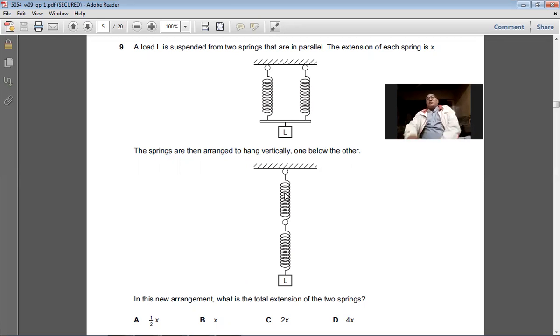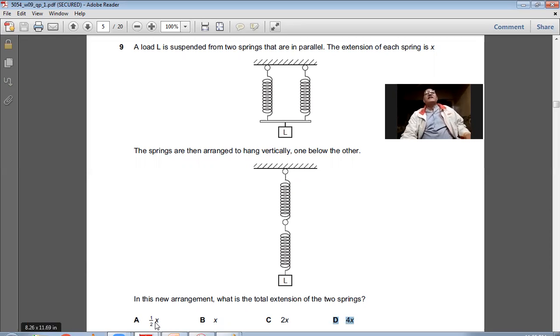Before, this individual spring was experiencing L by 2 load, but now it's experiencing full load. So the extension produced will also become double. So there will be an extension of 2x in this spring, and an extension of 2x in this spring. So the total extension in both the springs will be 2x plus 2x, 4x. Because this load is fully experienced by each spring, the total extension will be 4x. So I think D is the right choice.